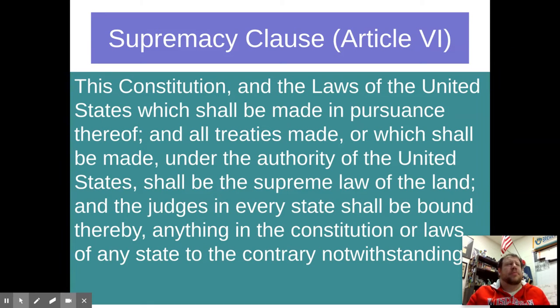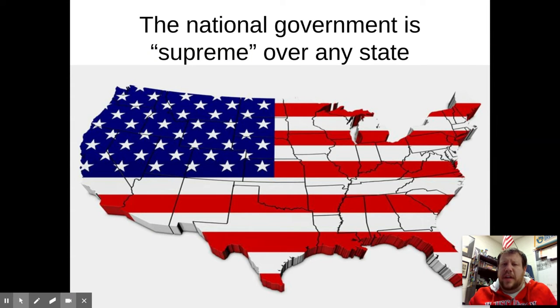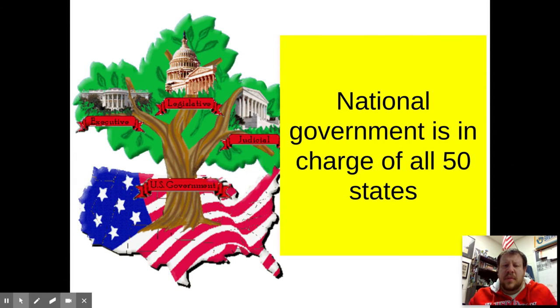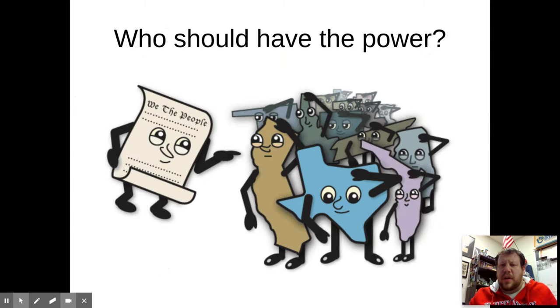So remember the Supremacy Clause in Article 6 of the Constitution as you make your constitutional boxes. The Constitution and laws of the U.S. shall be essentially the supreme law of the land, and they go above the state laws. So you have to make sure you follow the federal laws when a state law and a federal law conflict. Essentially, the national government is supreme over any state, to summarize it. In a way, the national government is in charge of all 50 states to a degree, on one interpretation of that. And there's a big debate about who should have the power.